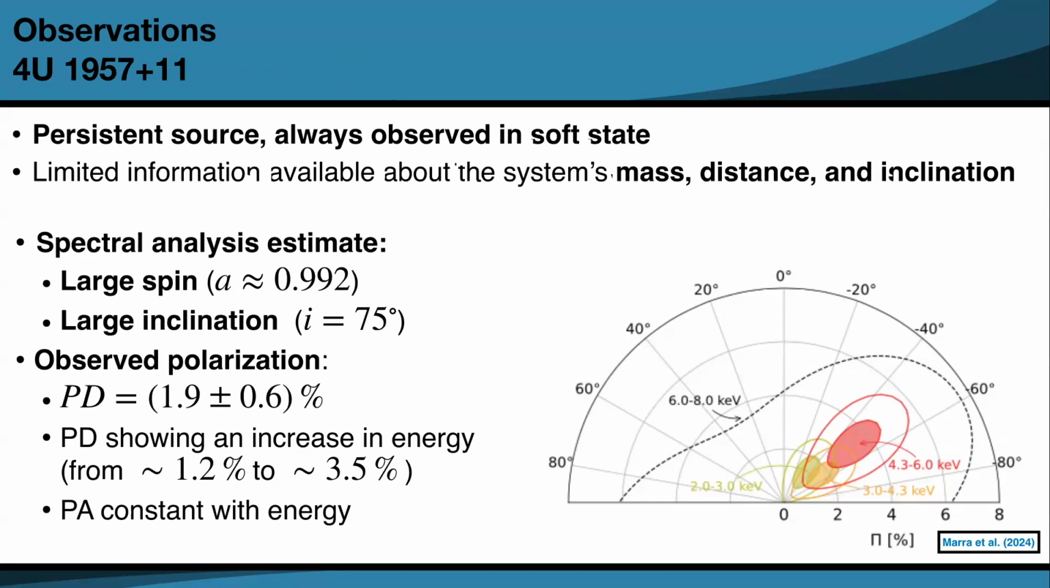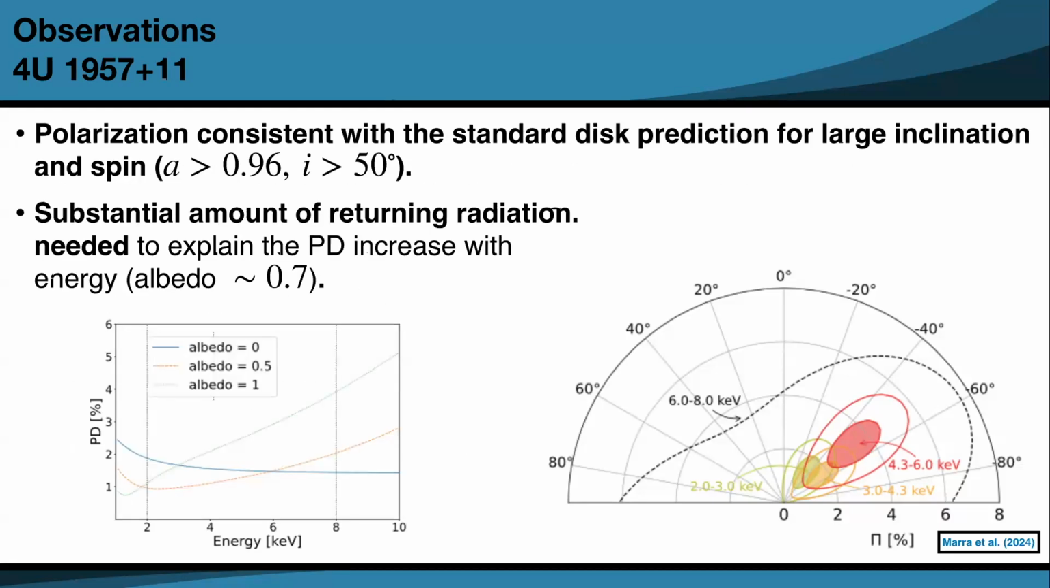Regarding the polarization observation, the polarization degree was observed to be around 2%, with the polarization degree showing an increase in energy, going from around 1.2% at 2 keV up to 3.5% at around 4.3 to 6 keV, while the polarization angle remained constant with energy. And this observation is actually consistent with the standard disk prediction.